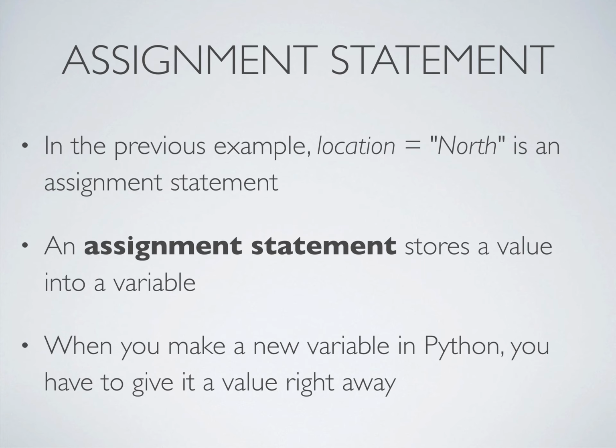So again, this previous example, location equals north, is what we call an assignment statement. An assignment statement is a line of code that essentially stores a value into a variable. It's doing what we have just been doing on these past couple of slides. One rule in Python is that when you make a new variable, you have to give it a value right away. Meaning you have to use an assignment statement to make a variable.